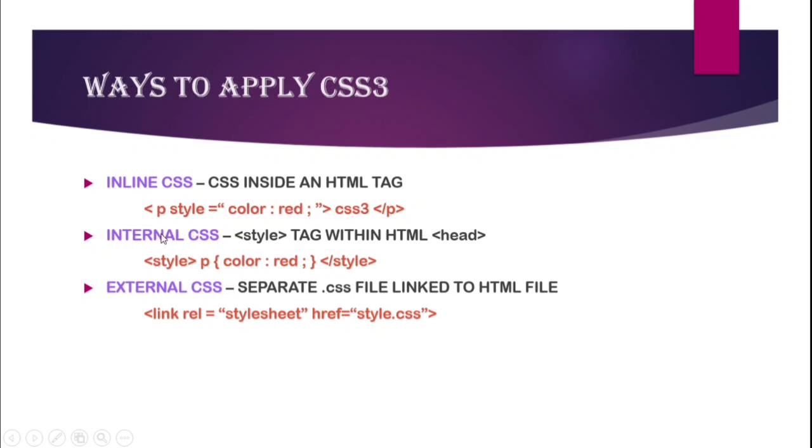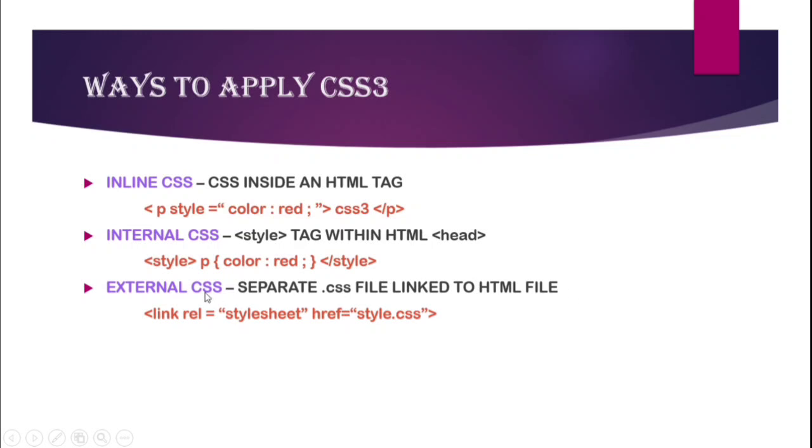Then we have internal CSS. For internal CSS, we use the style tag within HTML. We will add this style tag inside our head section in the HTML. Then in that style tag we will add the colors by taking a selector. Like here I'm using the P tag, paragraph tag, and I'm adding color equal to red. So this is done. This is nothing but the internal CSS. We are adding the style tag in our head section, and we are applying the style to the particular HTML element. Then we have the external CSS. When you create a separate .css file, I'll link that file to the HTML file.